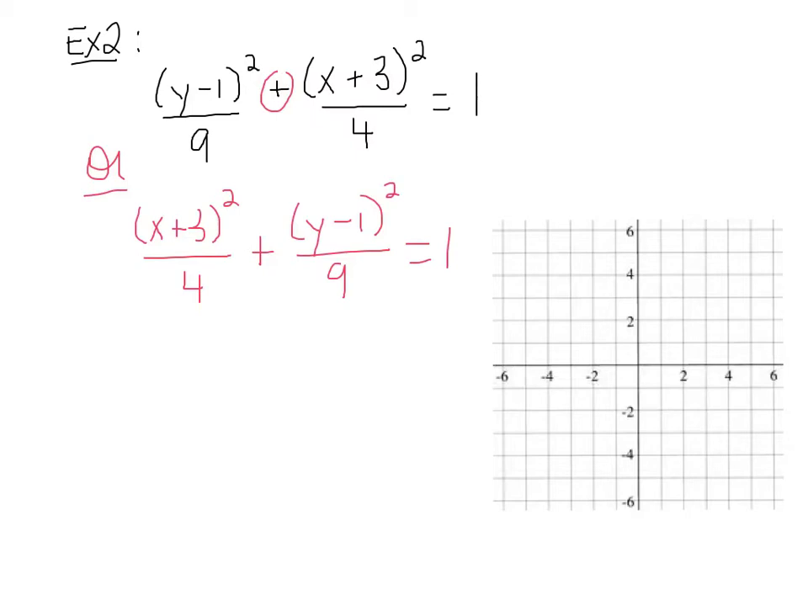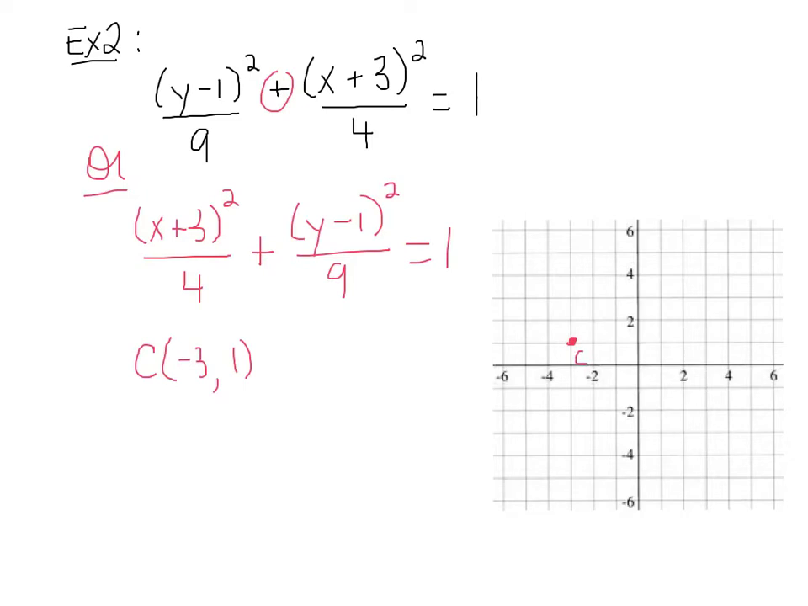Alright, so let's write down what our center is. The center, remember, you take the opposite of the numbers with the x and the y, so it's going to be -3 and +1. So let's go ahead and graph that, which would be right here. And this is our center.